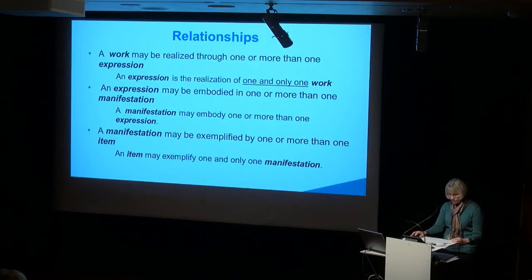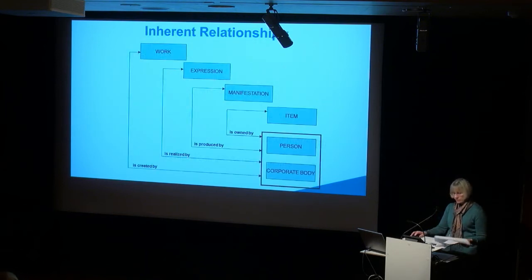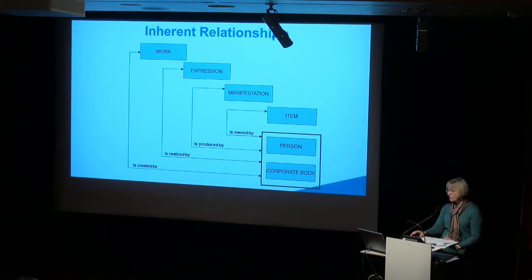There are several types of relationships in FRBR, inherent as well as content relationships. The inherent ones are fairly obvious, so you might have a work is created by a person or a corporate body, or possibly a family. The expression can be realised also by a person or a corporate body, and the manifestation could be produced by the person or the corporate body, etc., etc. So these I'm sure you would recognise anyway.